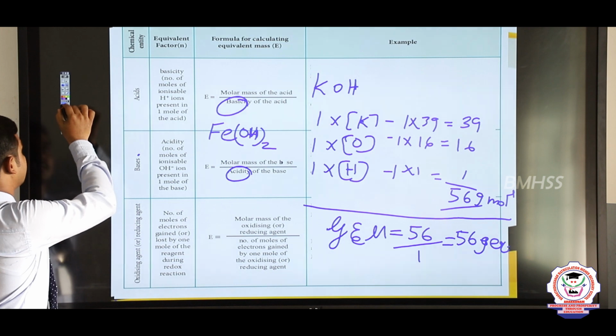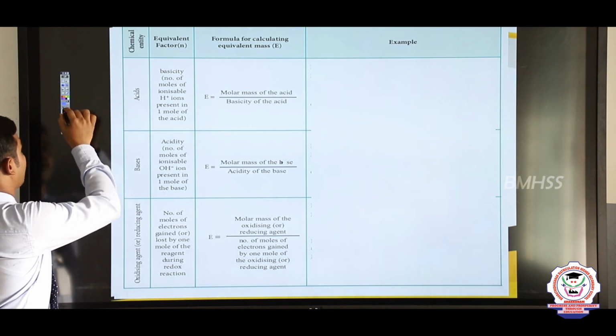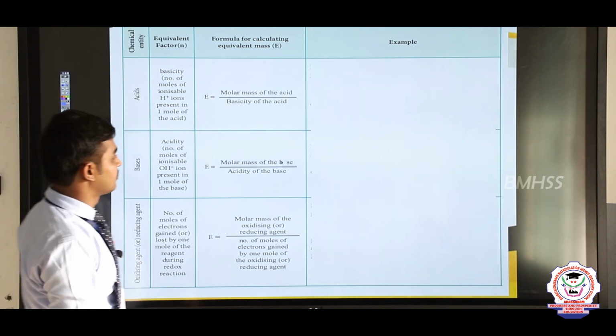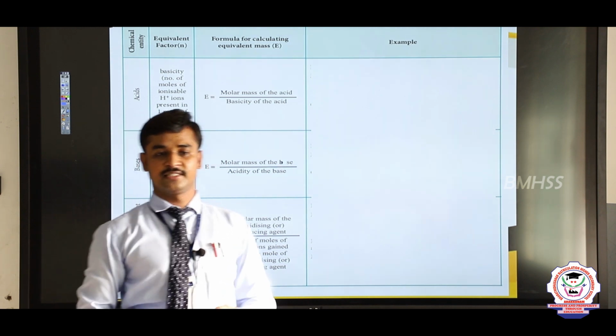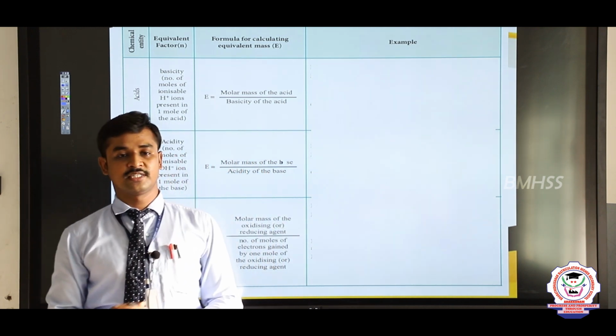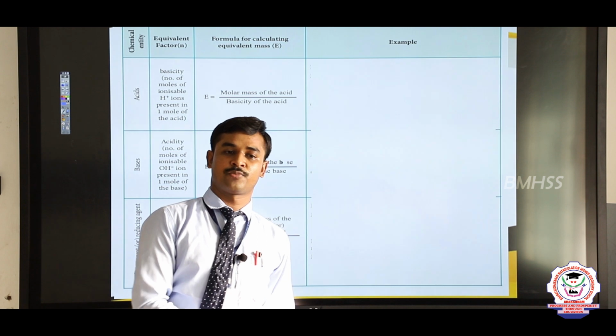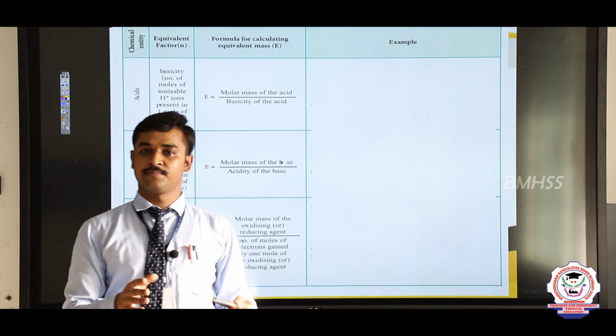I will show you one example for an oxidizing agent also. What is the first oxidizing agent? One of the best oxidizing agents that contains the potassium ion is potassium permanganate, right?